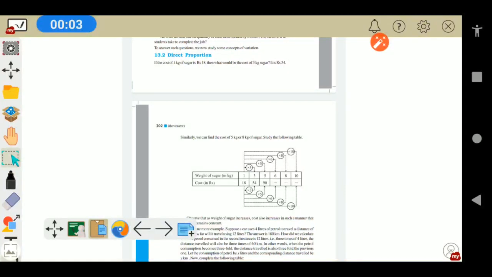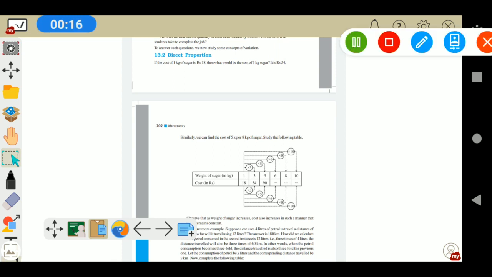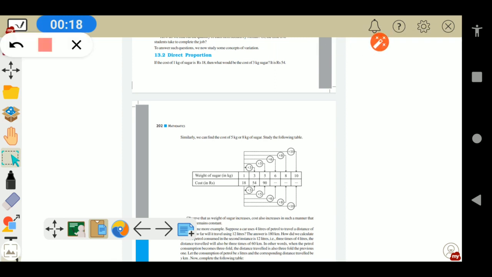Hello students, we are going to start chapter number 13, which is direct and inverse proportion. So firstly, let us discuss direct proportion. The meaning of direct proportion is, we can take an example like this.